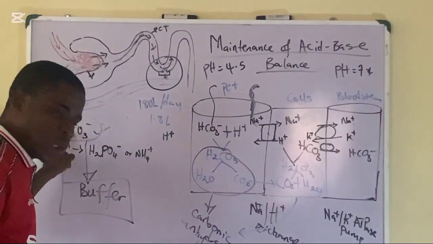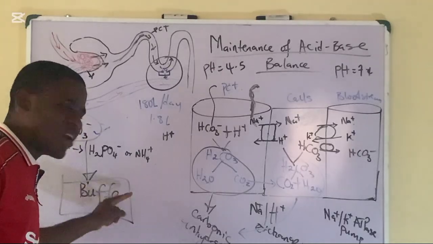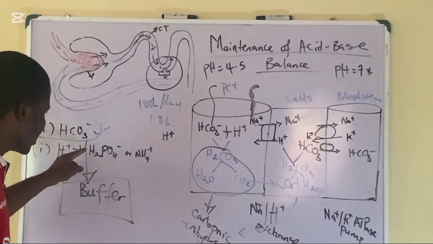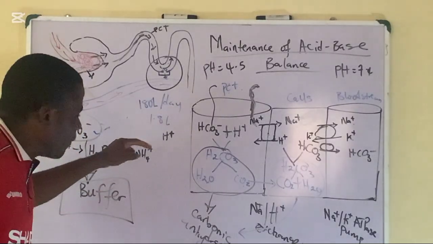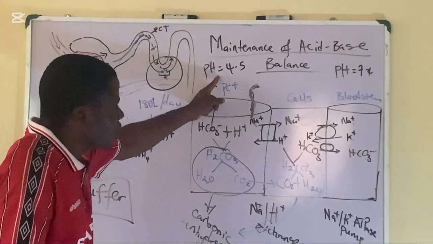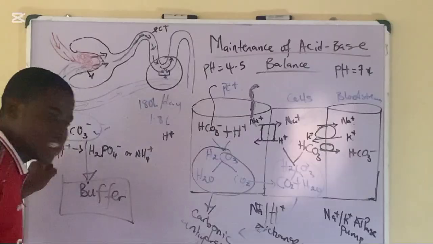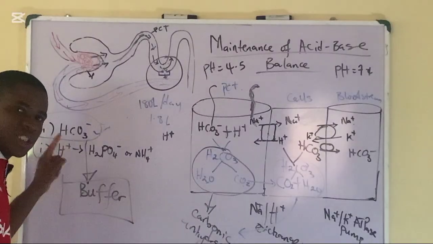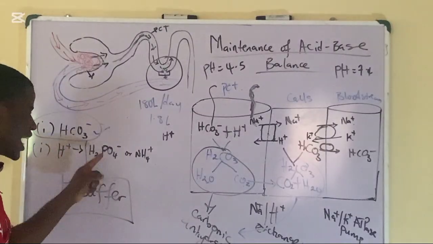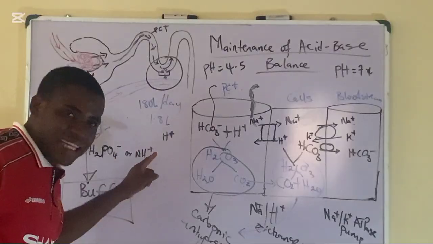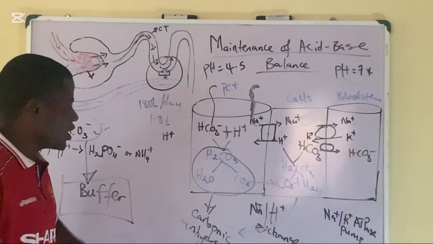What this bicarbonate ion does is that it acts as a buffer, it buffers the system. Now, the process that brings this pH back up to what it was before, 7.4, is the second process, which is excretion of hydrogen ion as dihydrogen phosphate or as ammonium ion. I hope you understand what I'm saying.